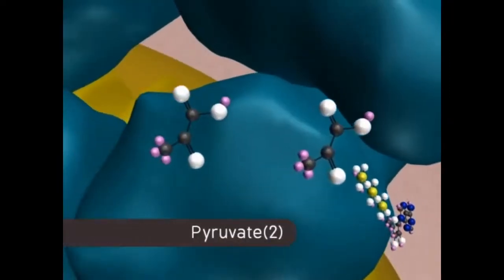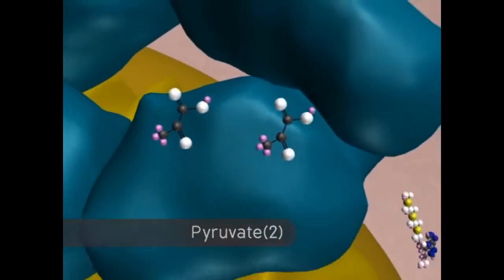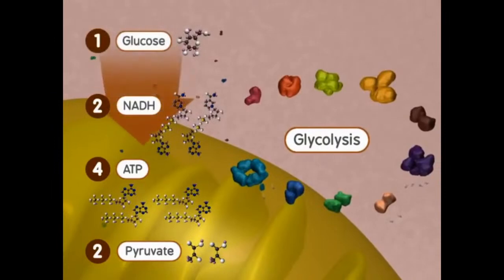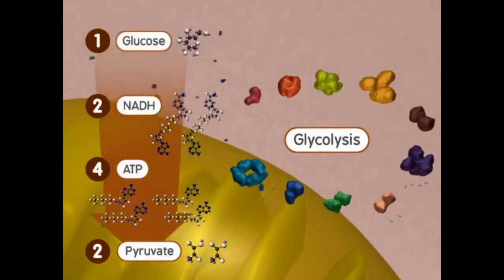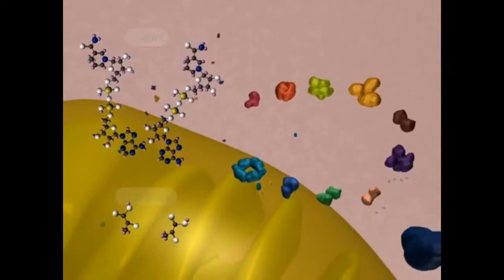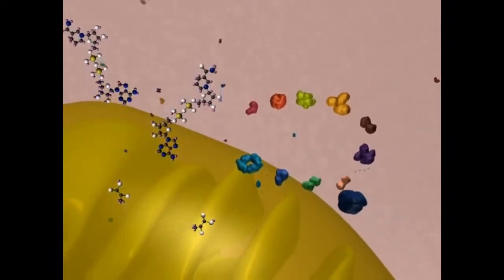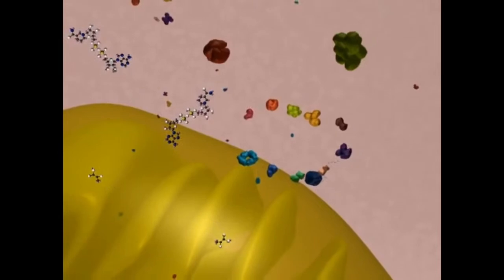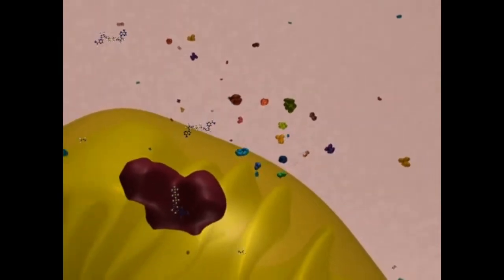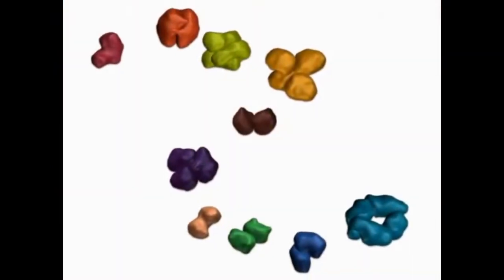At this point, 2 pyruvate molecules, 4 ATPs, and 2 NADHs are formed for each glucose that was broken down in glycolysis. The pyruvates and NADHs could be used in aerobic respiration to produce more energy for the cell. Here, we depict glycolysis as a closed process. But in cells, substrates produced by other reactions can enter glycolysis at different points.